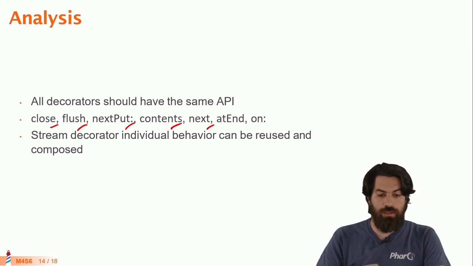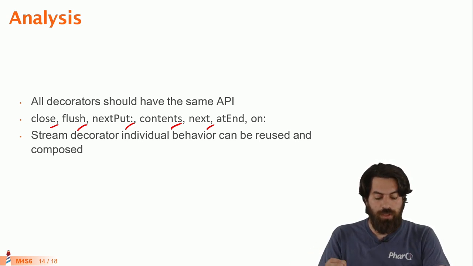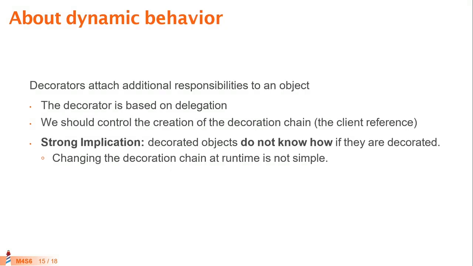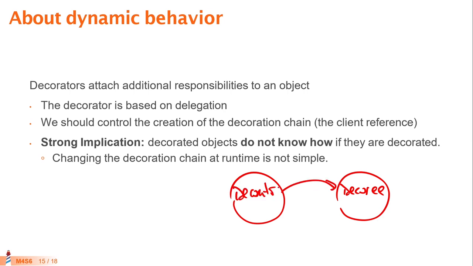Now, one of the benefits of this decorator implementation is that the decorators can be shared and replaced by different kinds of decorators. So we can compose different chains in different ways and obtain different behavior. We say that decorators attach additional responsibilities to an object. So we have our object, the decoree, that is going to be wrapped by a decorator. And the decorator will actually delegate behavior to the decoree.